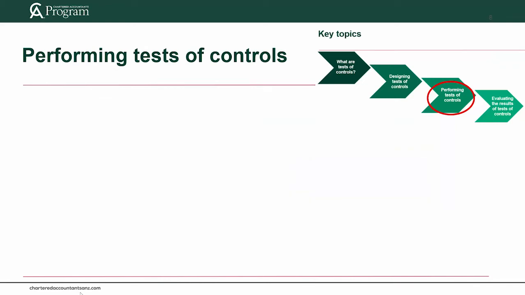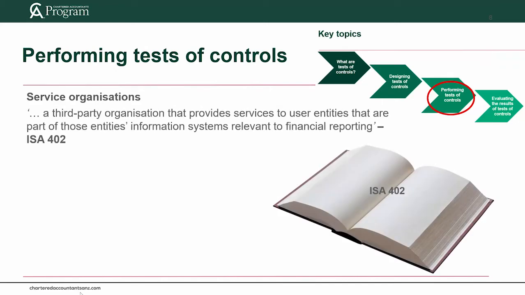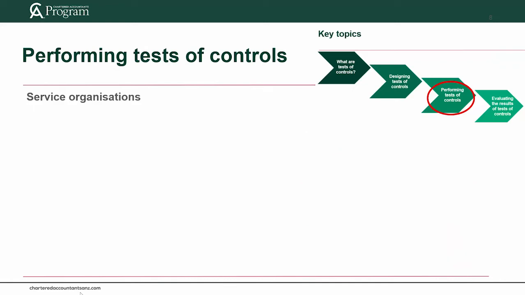When a client uses a service organization, it is the auditor's responsibility to design and perform appropriate audit procedures. As a quick refresher, a service organization is a third-party organization that provides services to user entities that are part of the entity's information systems relevant to financial reporting. An example is where a client outsources their payroll function to, say, ADP.